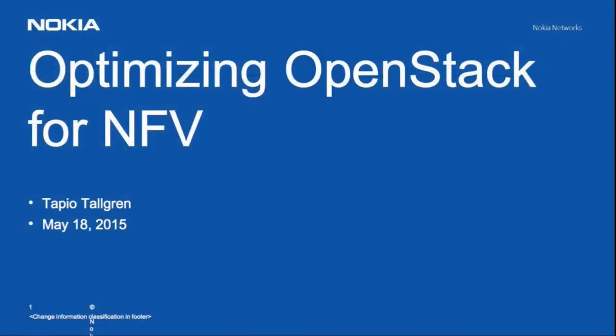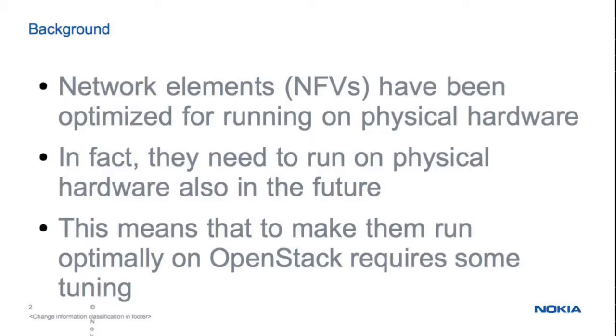What Nokia does is produce the so-called network elements, which are now called virtualized network functions. The shift that is now happening is that we are moving from physical deployments to cloud deployments. But the shift doesn't happen overnight, so the network elements are still running on the physical hardware, but they also need to run on the cloud.